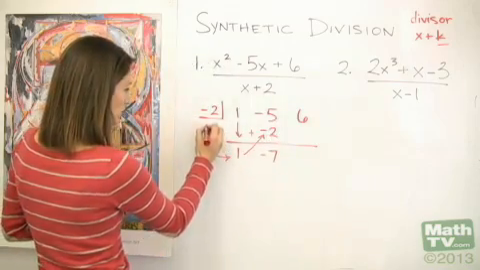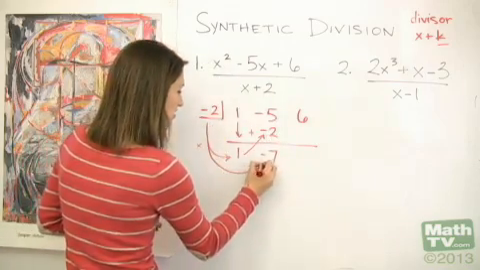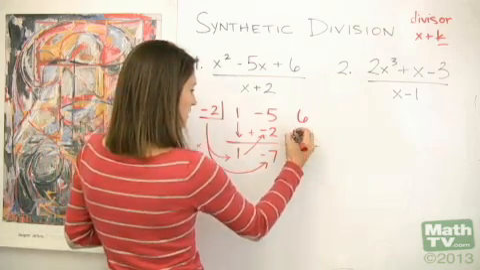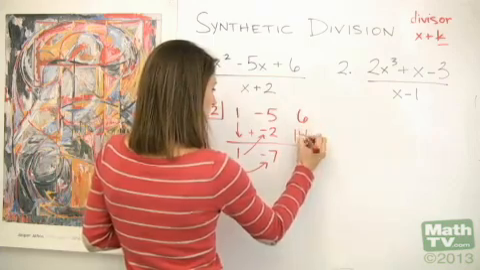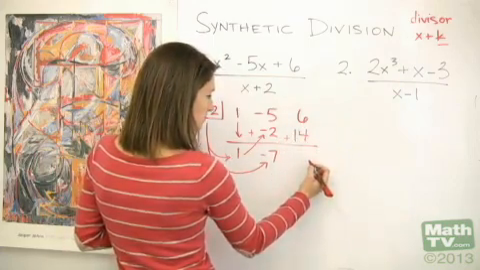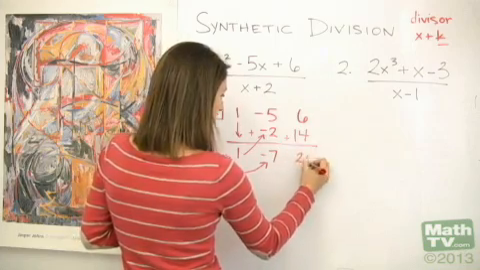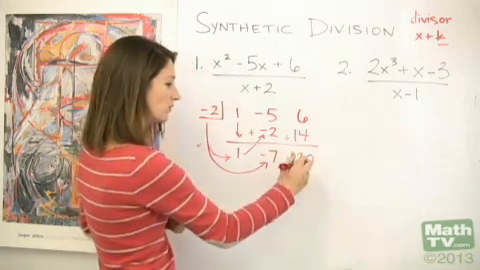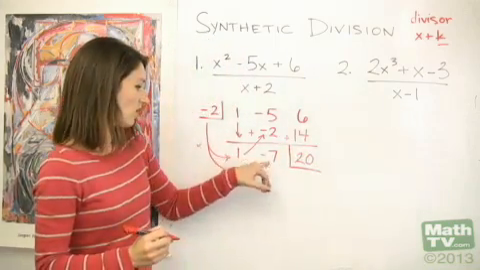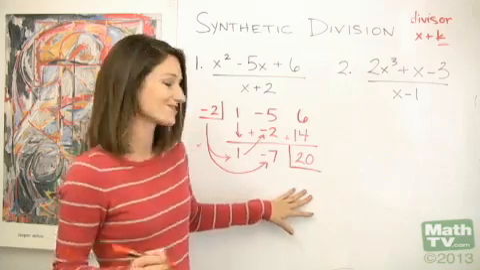Then we're going to continue on. We're going to do another multiplication. So we have negative 2 times negative 7, which is 14. And then here we're going to do an addition problem. So we have 6 plus 14, which is 20. Now this final value here, this is our remainder. And then these are the coefficients for our answer here.